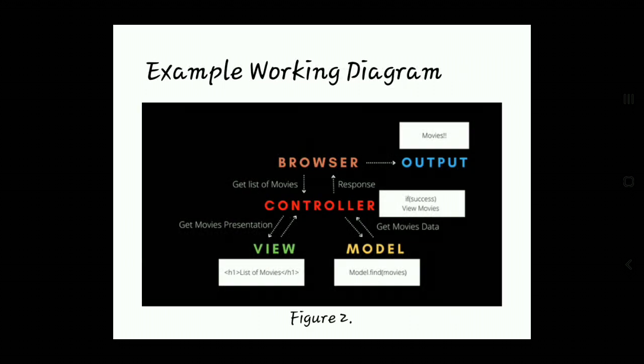So, example, working diagram. Here we have the browser, and the requested data is to get a list of movies. So it sends it to the controller, while the controller also sends or renders the data to the movies presentation, which is the list of movies. So the controller also tries to get the movie data from the model.